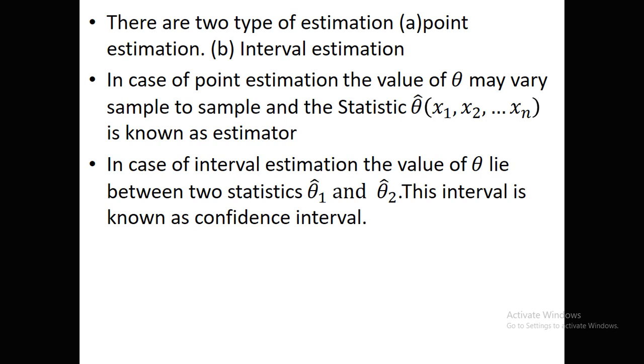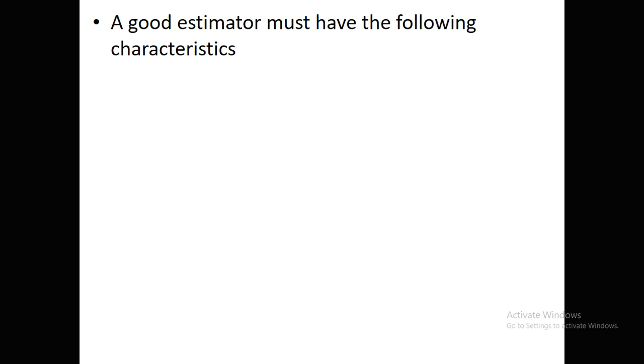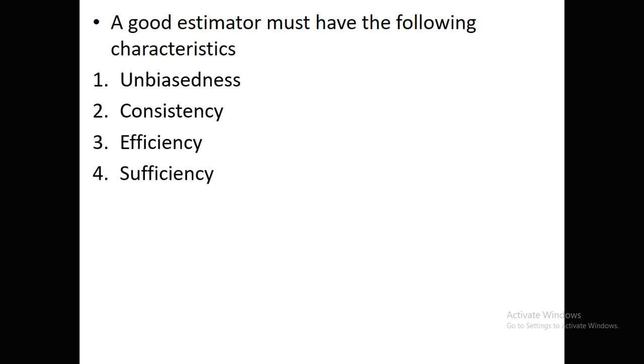In case of interval estimation, the value of theta will lie between the statistics theta 1 cap and theta 2 cap. Basically, we will have an interval theta 1 comma theta 2. This is called a confidence interval. We will discuss it later. First of all, we should know that a good estimator, maybe it is point, maybe it is interval, must have the following characteristics: unbiasedness, consistency, efficiency, and sufficiency.